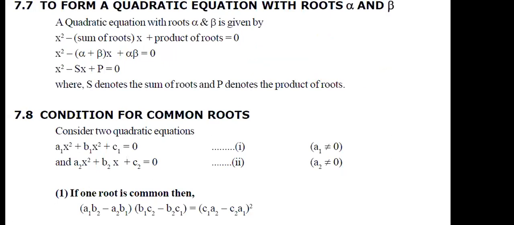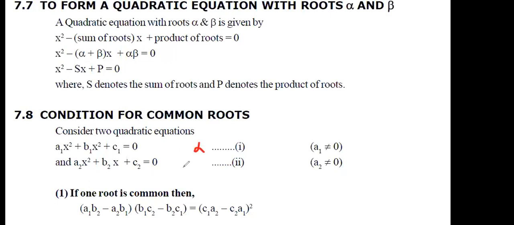Okay. Now, the next concept was the condition for common roots. In this case, we have two cases. What are the two cases? When we talk about common roots, we have two roots. So I can have both roots common or only one root common. Now suppose we have only one root common, then what?